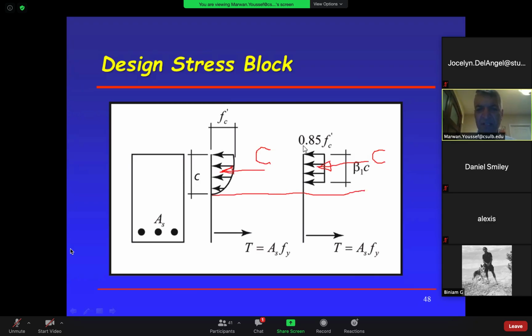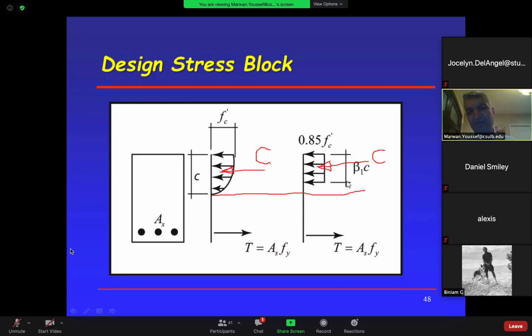So Whitney said this dimension is 0.85 F prime C. No problem. Whitney said this dimension, look, C is from the neutral axis to the top. Whitney said this distance is less than that. So we have to multiply it by a factor called beta 1, which has to be less than 1 to be able to shrink that. So he said if we take 0.85 f prime c and this dimension is beta 1 c, then we can calculate that. So we will see what the beta 1 is and what c is, and then we can calculate that.